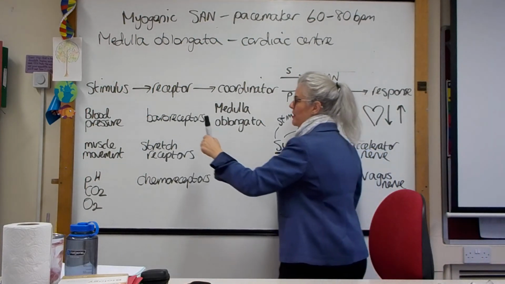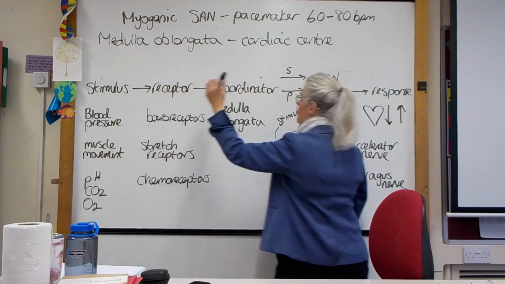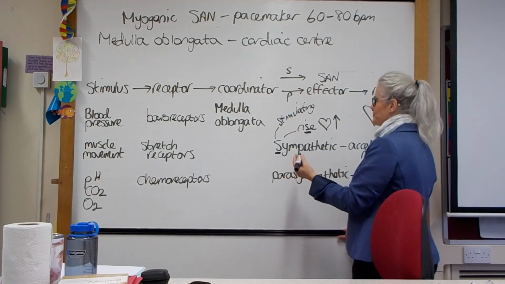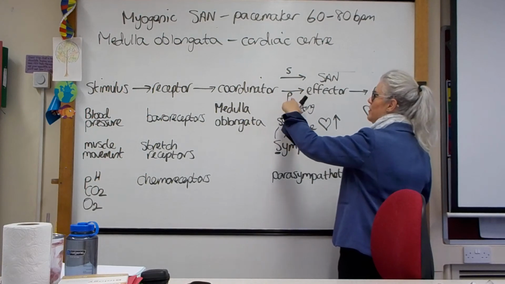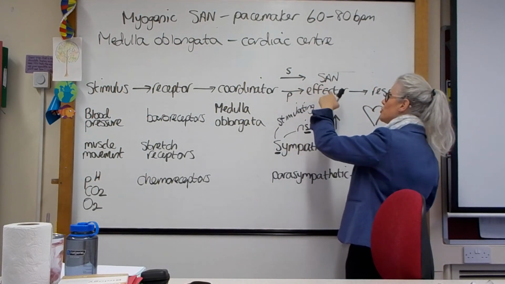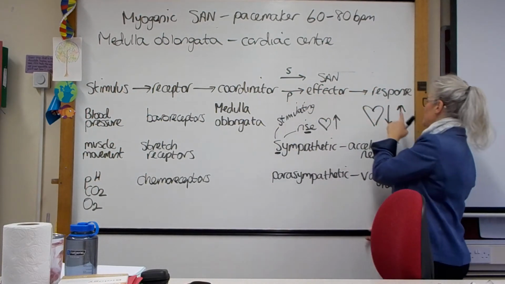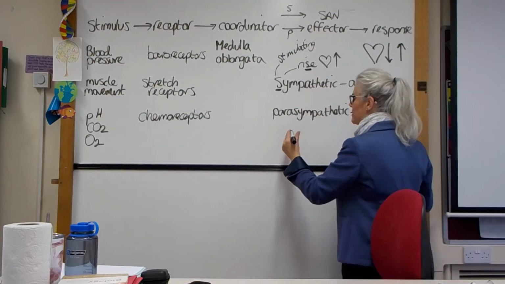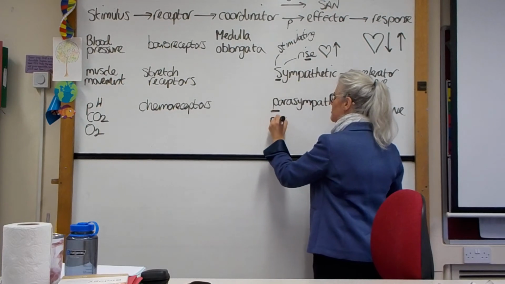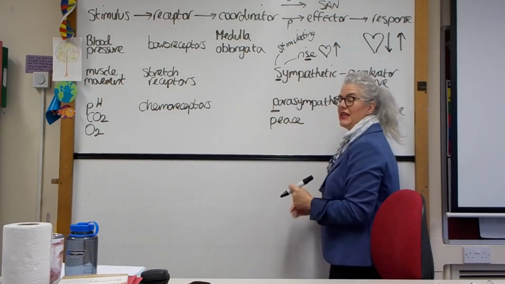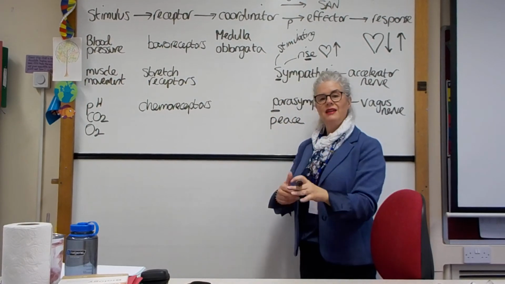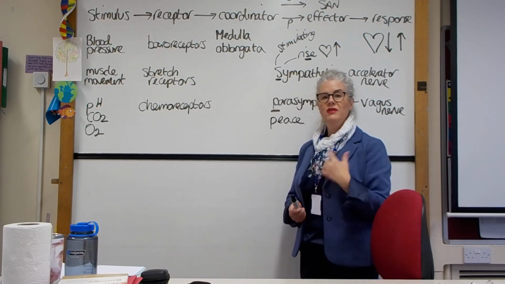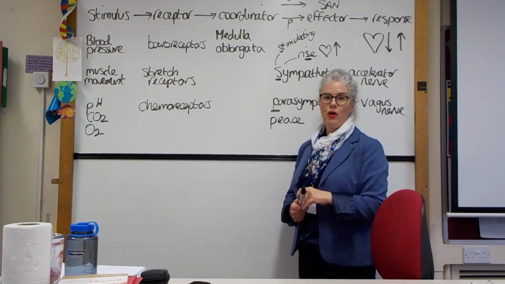If your blood pressure is too high, your medulla oblongata will receive those impulses, and it will send the nerve impulse down the parasympathetic to the sinoatrial node to decrease your heart rate. Okay? So the parasympathetic I think of as being for peace. It's calming things back down to that normal 60 to 80 beats per minute.